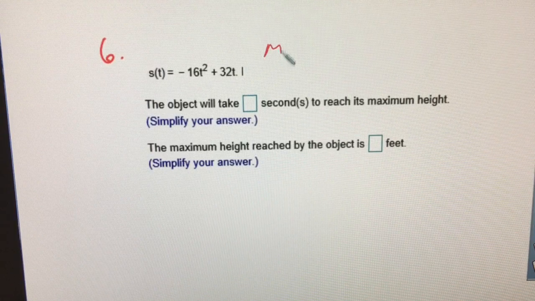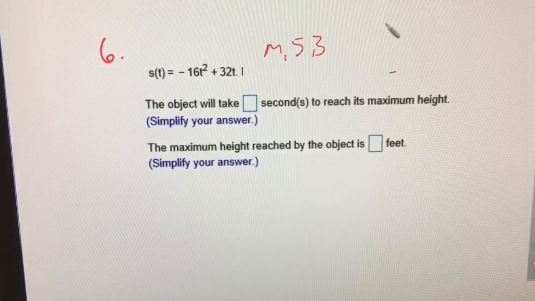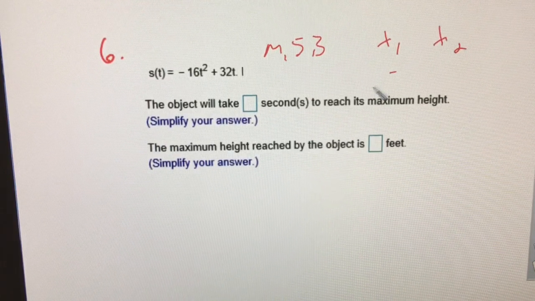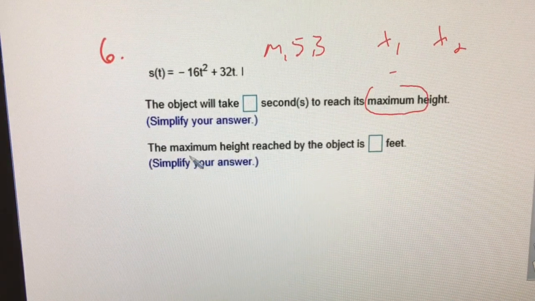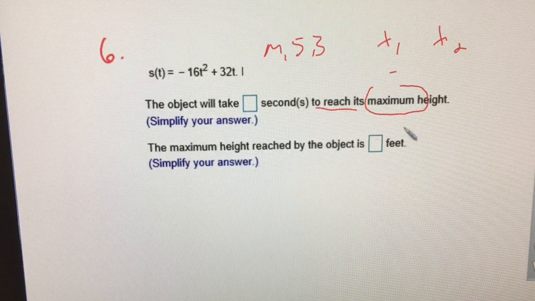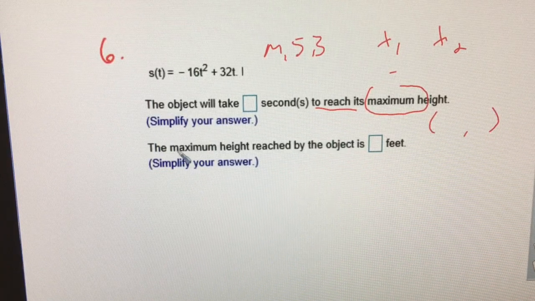Number 6, I'm going to mode 5-3 this, and then get the solutions. All right, for number 6, we mode 5-3 it, and I get a couple of things. I get an x sub 1, I get an x sub 2, but I don't need that. I'm looking for the maximum height, and I'm looking how long it takes to reach the maximum height. So that's going to be the x value on my vertex, and the maximum height, which is the y value on my vertex. So I get (1, 16). So it takes 1 second to reach a maximum height of 16 feet.